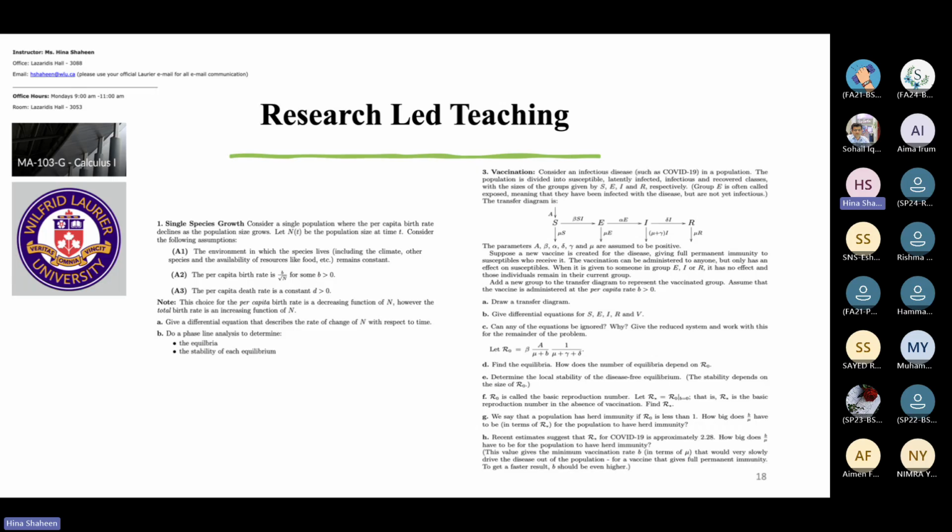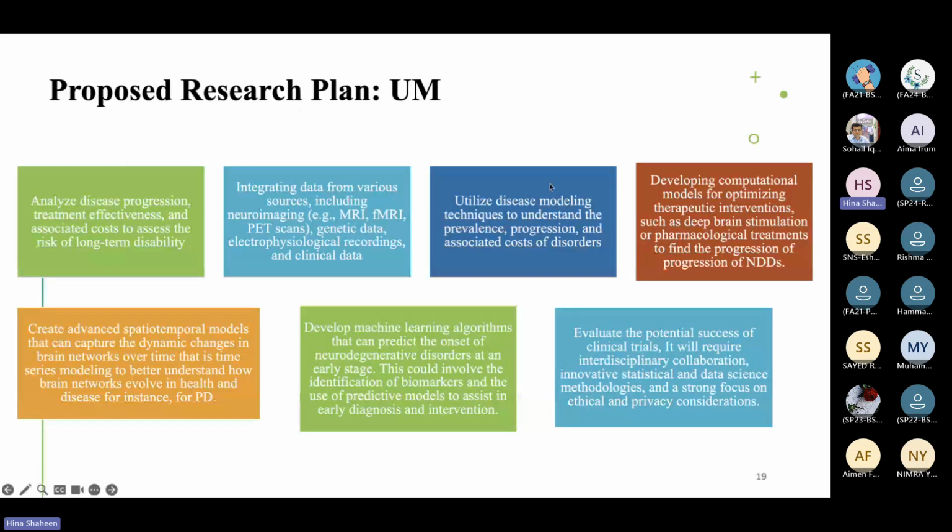when it comes to the practical applications of mathematics and statistics. So my proposed research at University of Manitoba is to analyze disease progression, because we wanted to see the treatment effectiveness that is associated with the cost, and also we are aiming to assess the risk of long-term disability, because again, brain diseases are very common in these countries.